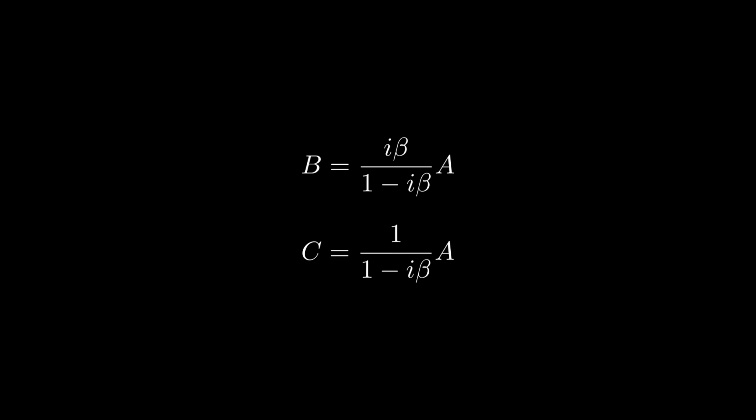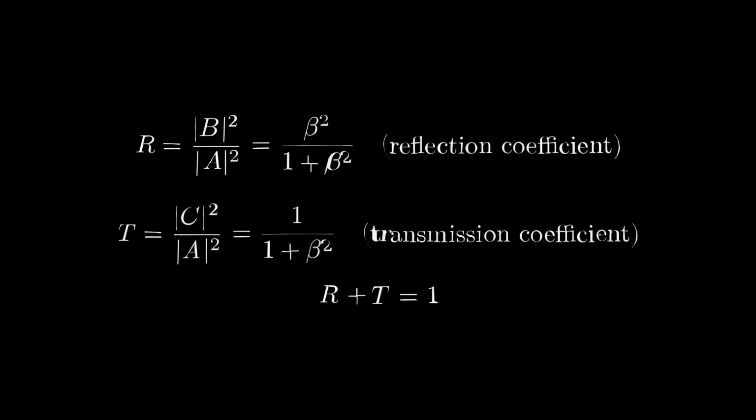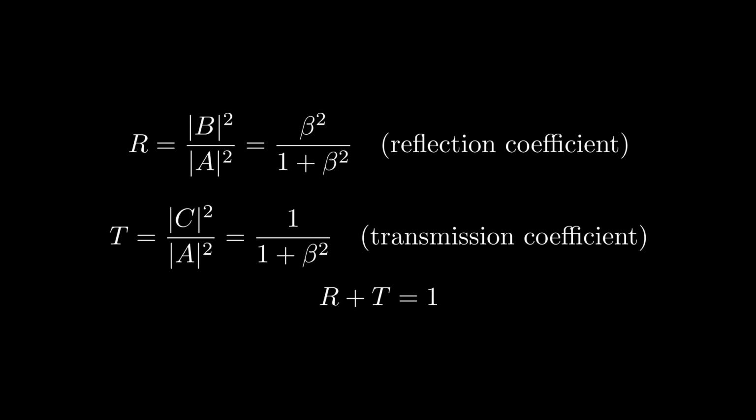Since the probability of finding a particle is simply the absolute value of psi squared, we have that the probability that a particle is reflected, which we denote as the reflection coefficient r, is given as r equals the absolute value of B squared divided by the absolute value of A squared, which is equal to beta squared over 1 plus beta squared. Similarly, we define the transmission coefficient t, which is equal to the absolute value of C squared over the absolute value of A squared, which is then equal to 1 over 1 plus beta squared.